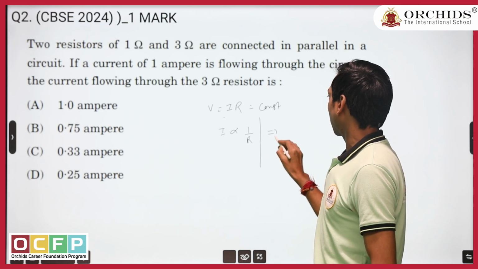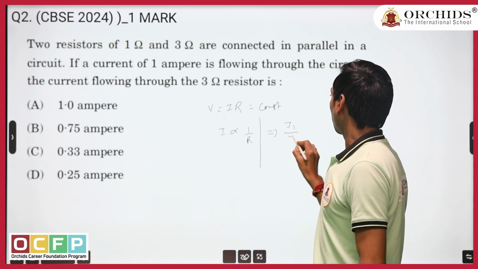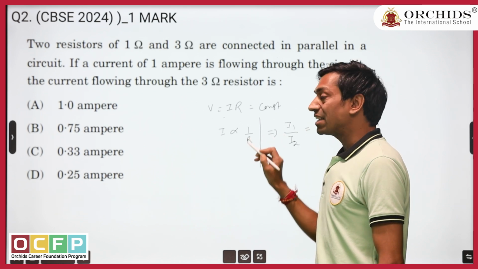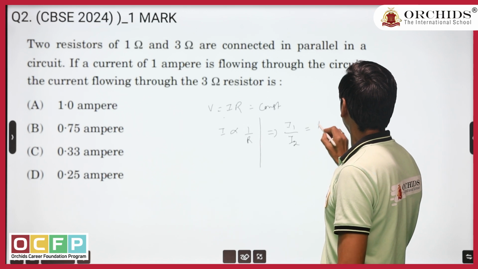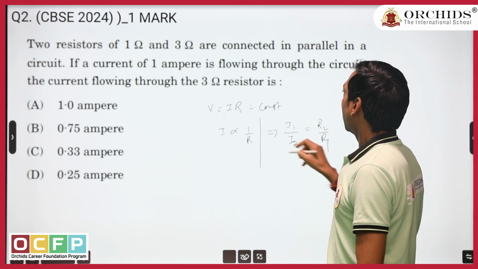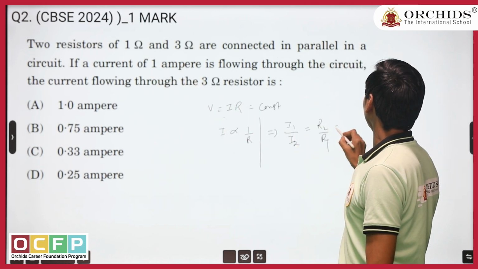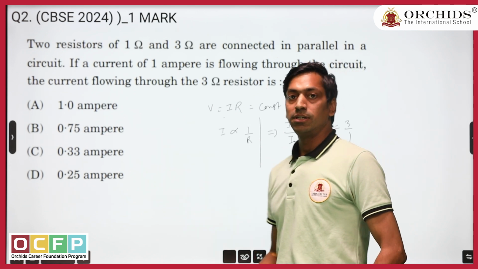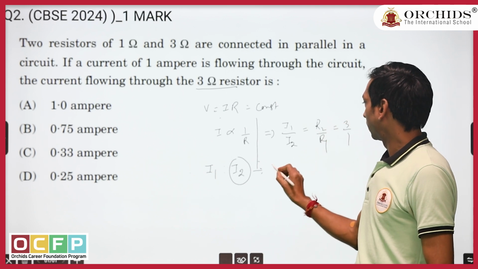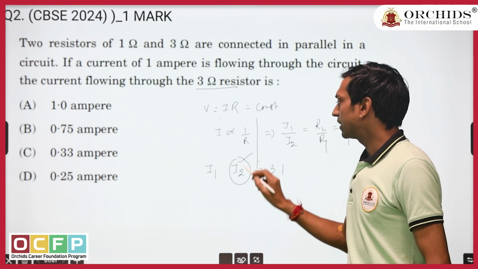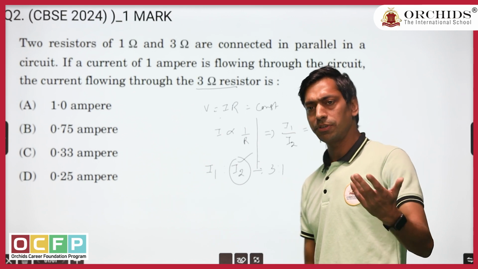Because from this relation, as the relation is inverse, I1 upon I2 will be equal to R2 by R1. In my question, what is the R2 value? 3. What is the R1 value? 1. So the ratio of I1 by I2 is 3:1. Now I am interested in the value of I2, so by the method of ratios we can find it out.